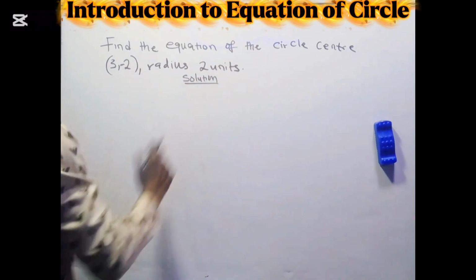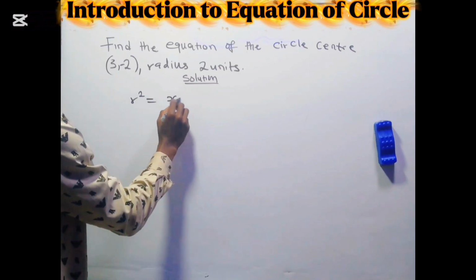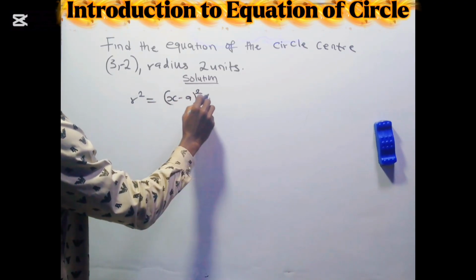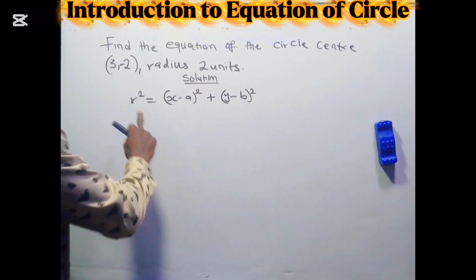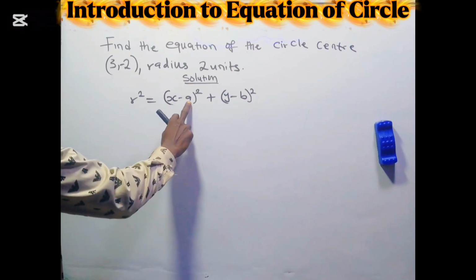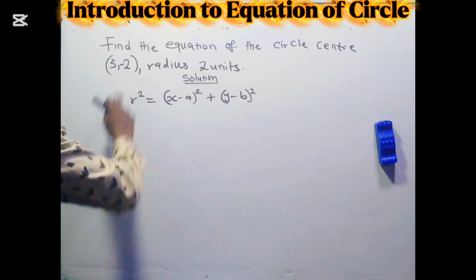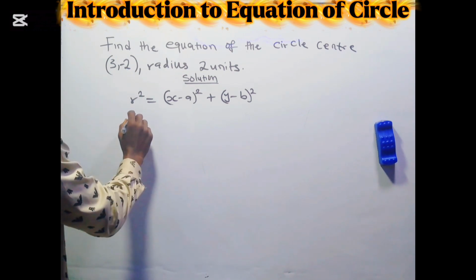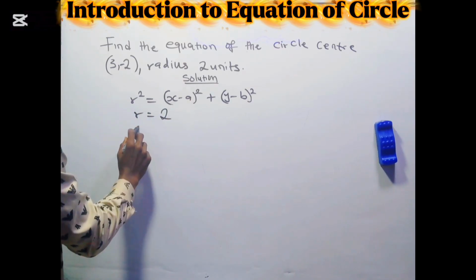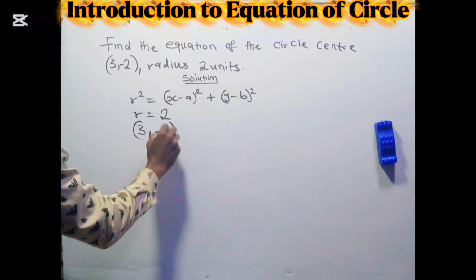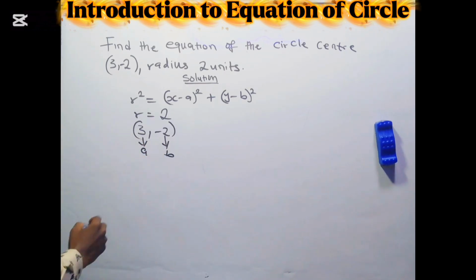Find the equation of the circle. The equation of any circle is given as r squared equals (x minus a) squared plus (y minus b) squared, where r is the radius, a is the first value given at the center, b is the second value given at the center. Now, r is equal to 2 units from the center, which is (3, minus 2). Here is a, here is our b.